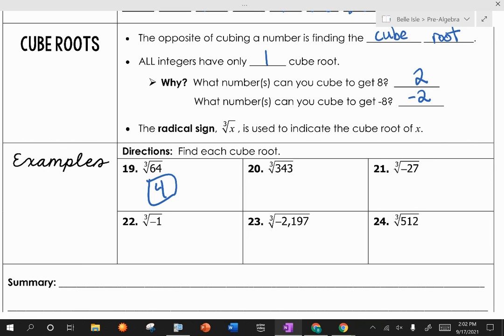Okay. Number 20, it's 7. 21, negative 3. 22, negative 1. 23, negative 13. Or 24, negative 8. I mean 8.